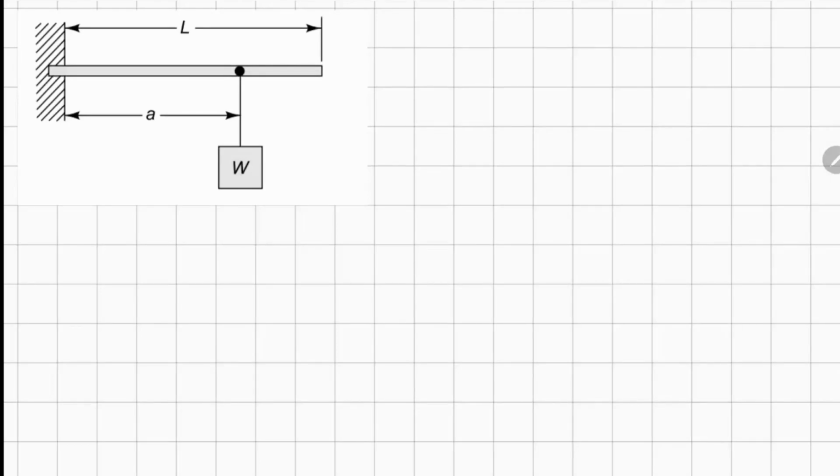Problem is 3.23 part B. Here we have a cantilever beam which has this load W acting here at a distance A, and the total length of the beam is L. We have to draw the shear force and bending moment diagram using singularity function.